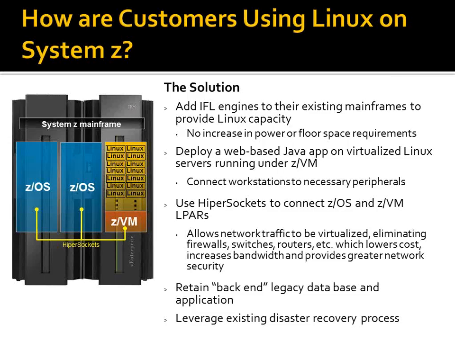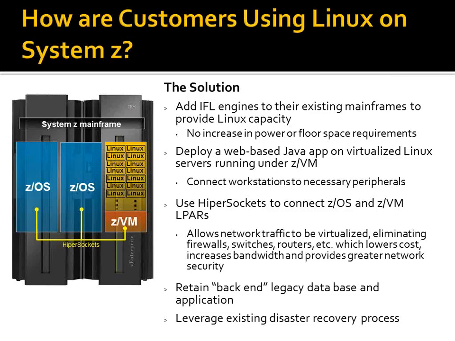Next slide. So what they did do was they decided to go, IBM helped them here. They added a lot of IFL engines to increase the capacity. And they did this using the existing data center, the existing mainframes that they had. They already had some free IFLs from IBM. They just added a lot more. They deployed a modern Java-based, web-based application and connected it back to z/OS.